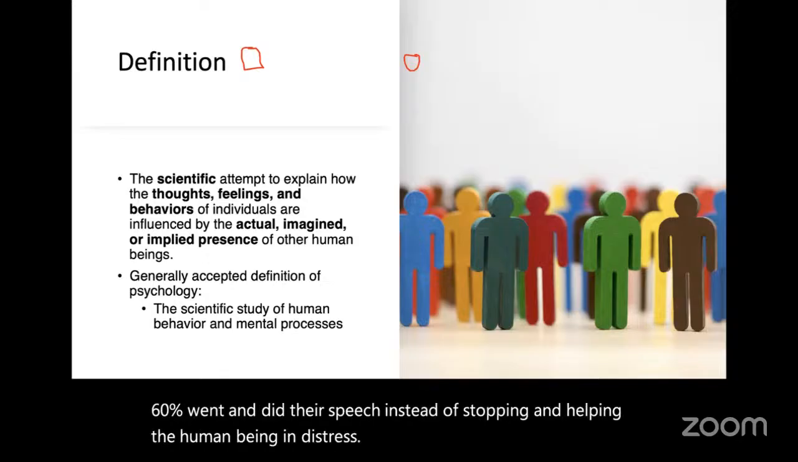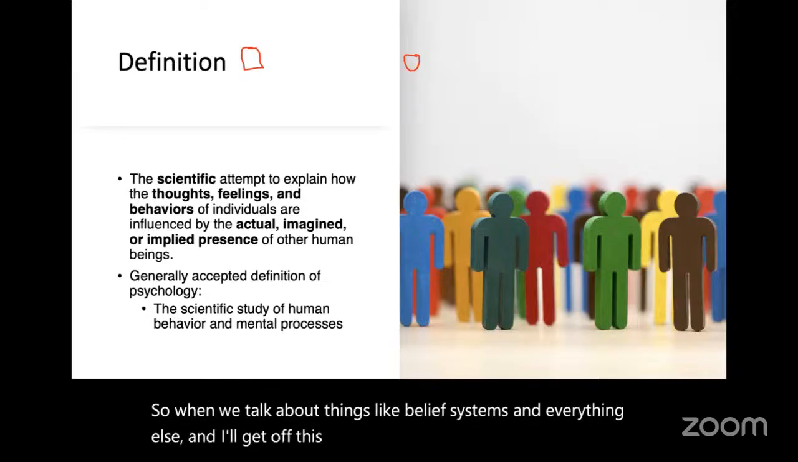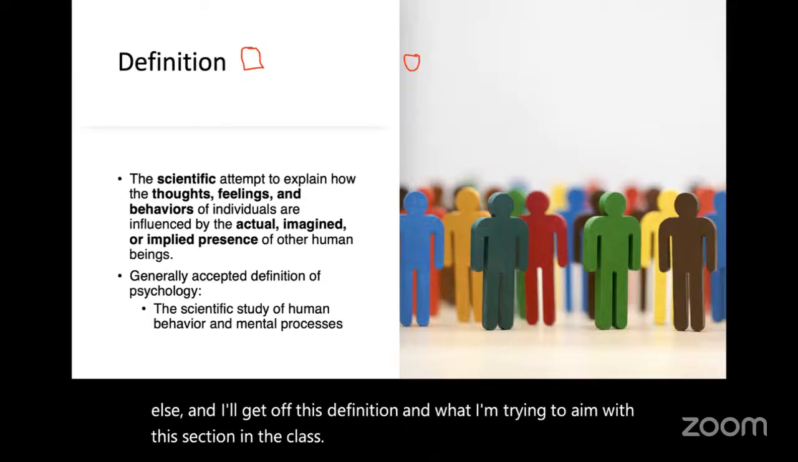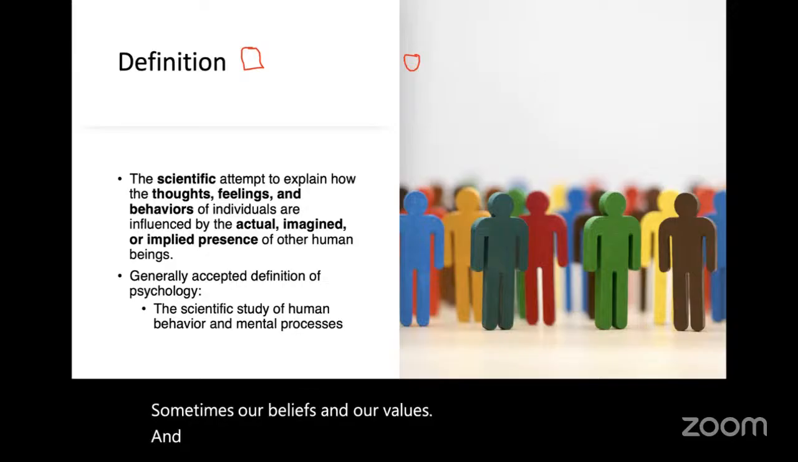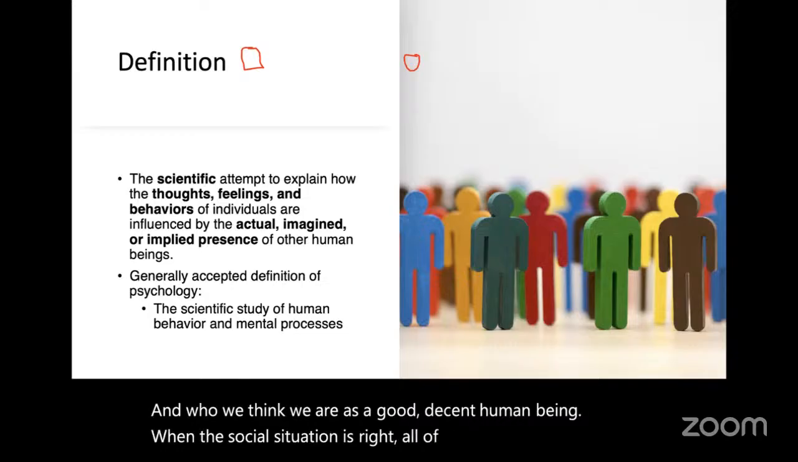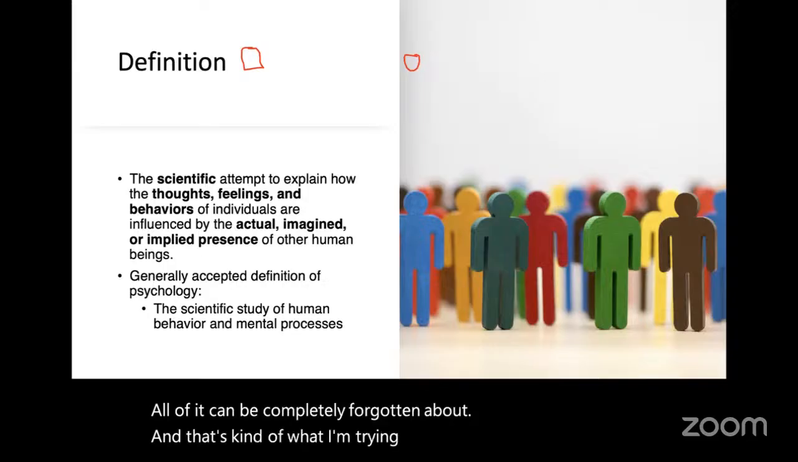Okay. Again, when we talk about things like belief systems and everything else, what I'm trying to aim for with this section in the class is that sometimes our beliefs and our values and who we think we are as a good, decent human being, when the social situation is right, all of that can go out the window. All of it can be completely forgotten about. And that's what I'm hoping to show with this section.